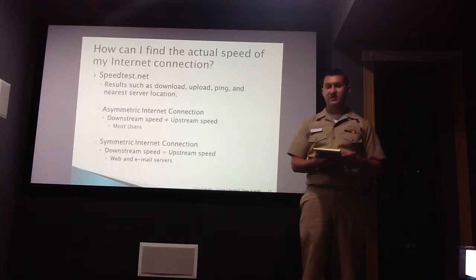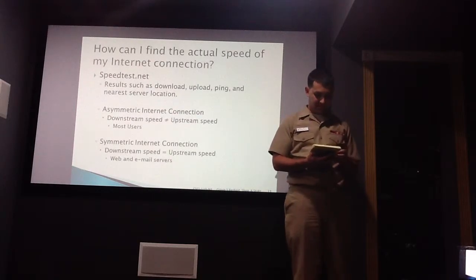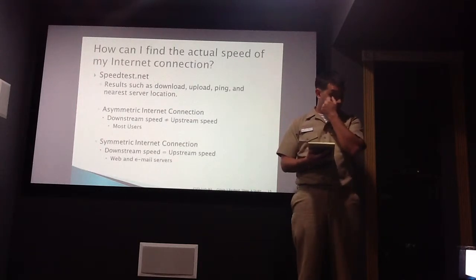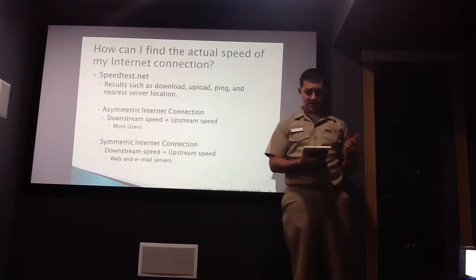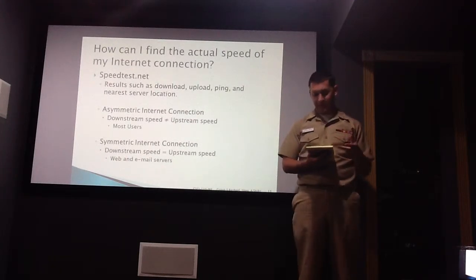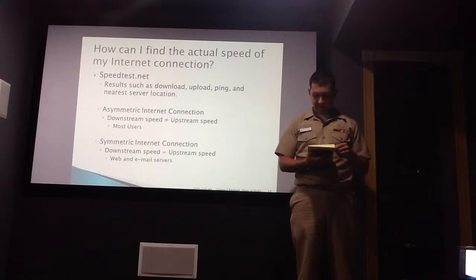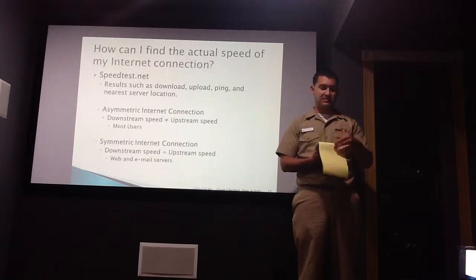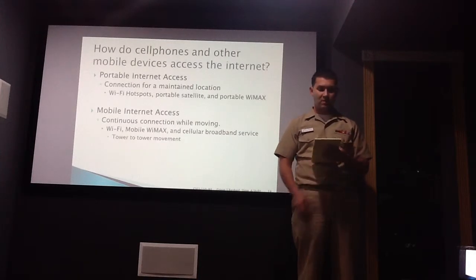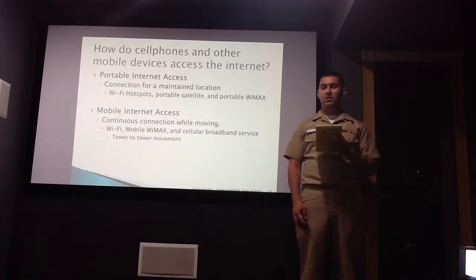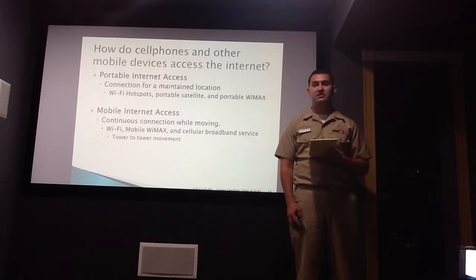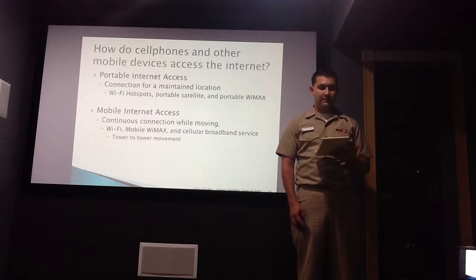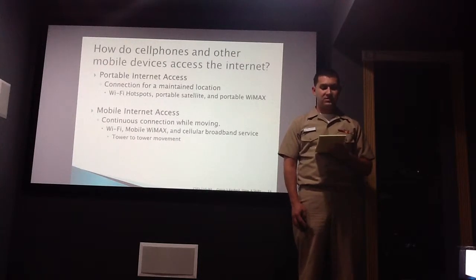Now cell phones and other mobile devices and how they access the Internet. They do it through methods like Wi-Fi, mobile broadband service, satellite portable services, and mobile Internet access. Wi-Fi now is used in many homes and many public areas: hotels, restaurants, just about anywhere you can almost get a Wi-Fi connection nowadays.